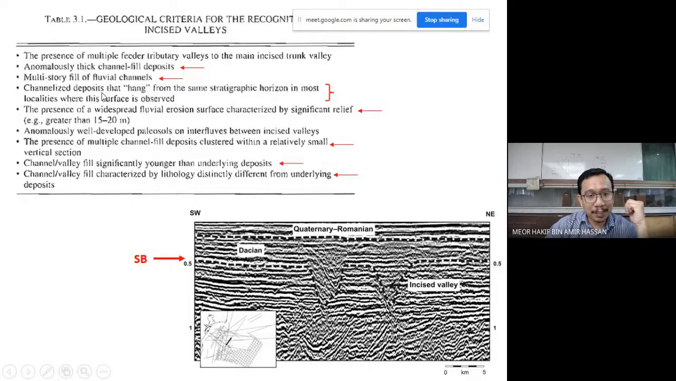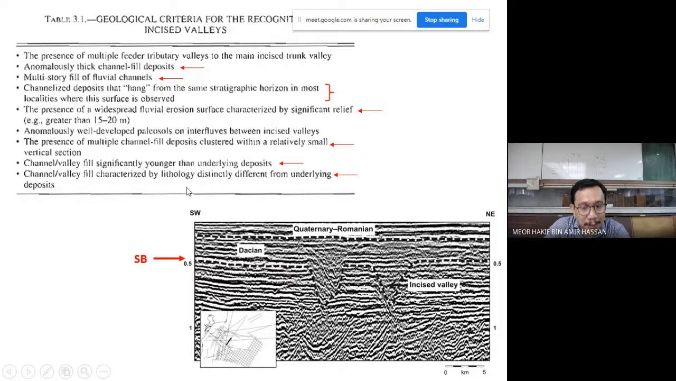You have channelized deposits that hang from the same stratigraphic horizon in most localities. So you have this stratigraphic horizon, and then you have these incisions, but they are still hanging from this horizon here. Multiple channel fill deposits, I've seen that. It's going to be significantly younger than the underlying deposits here. We need to prove that with fossils.